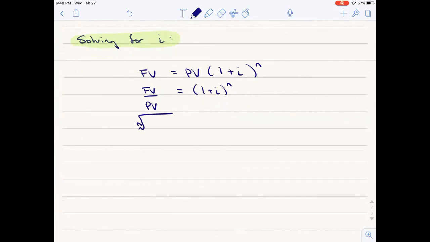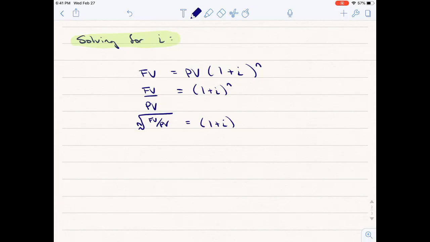We denote the nth root by putting a little n in the hook of the root. So we're taking the nth root of the future value over the present value. By taking the nth root of something to the power of n, I'm not even going to bother writing it out. It's just 1 plus I. And I don't need those brackets, I just keep them on there for a little bit longer.